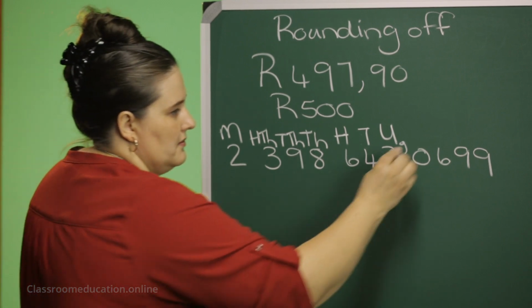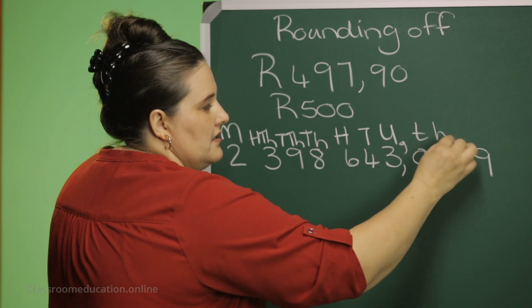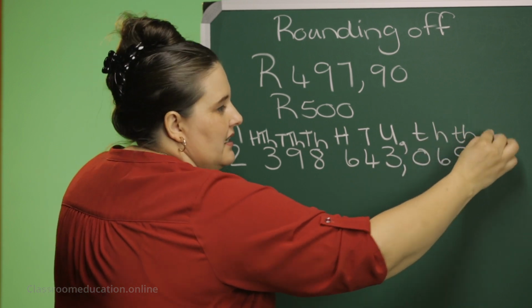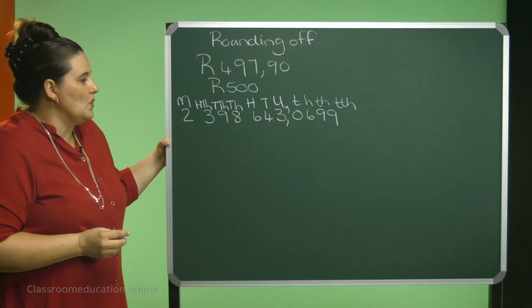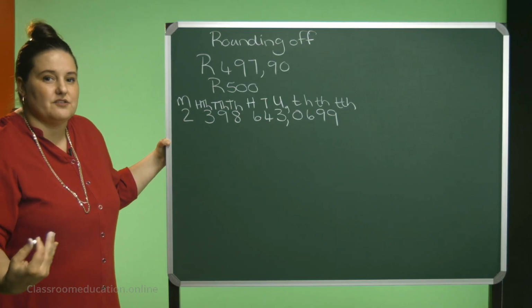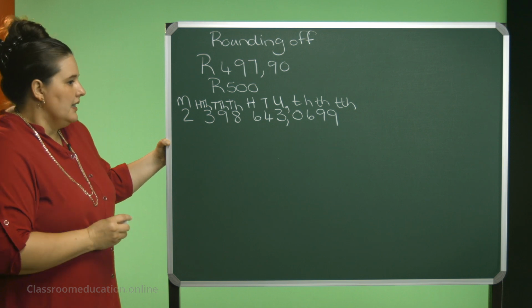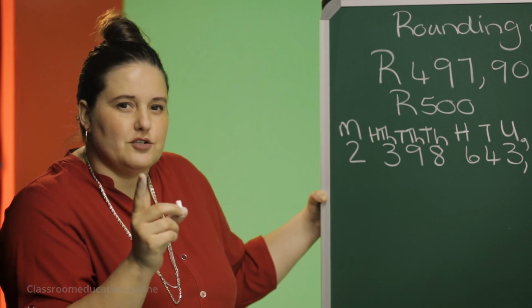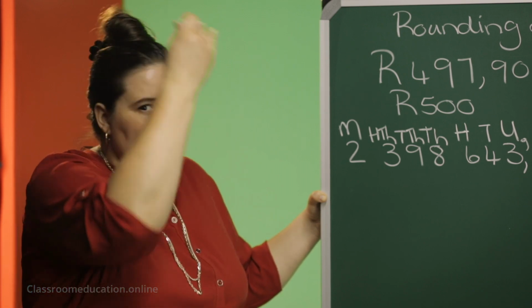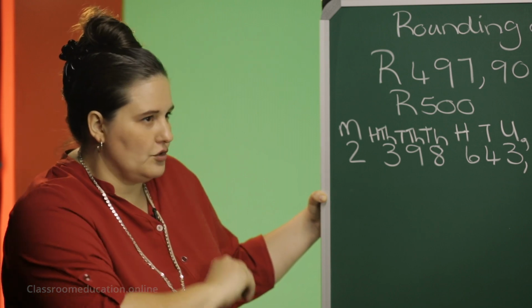Tenths. And I write it with a small t. Hundredths, thousandths, and 10,000ths. So it's very important that you understand the place value once you need to round off. I'm going to round this value off, and we are going to round it off to all of the important place values. Okay, so let's have a look.